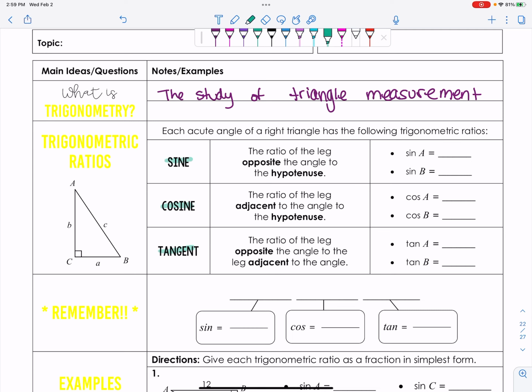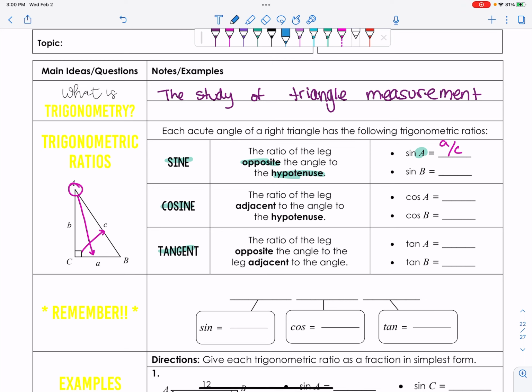A trig function is a ratio of two parts of a right triangle. So these only work for right triangles. We're going to use that diagram on the left to talk about sine, cosine, and tangent. The sine is going to be the ratio of the side opposite to the angle to the hypotenuse. So if I'm looking at angle A, for instance, the sine of angle A, the side opposite angle A is side A over the hypotenuse, which is always across from the right angle, which is C.